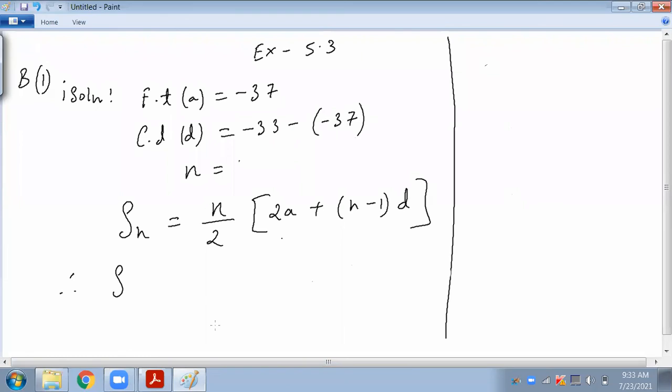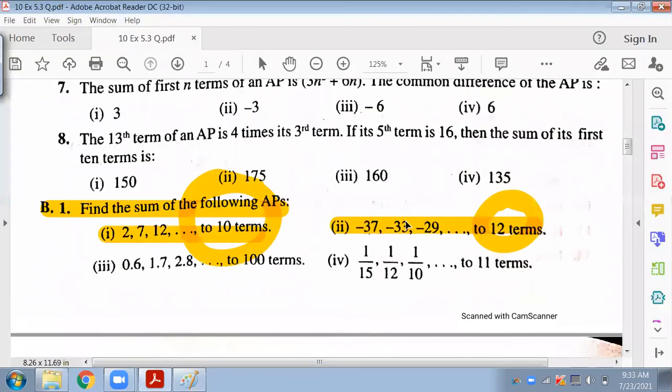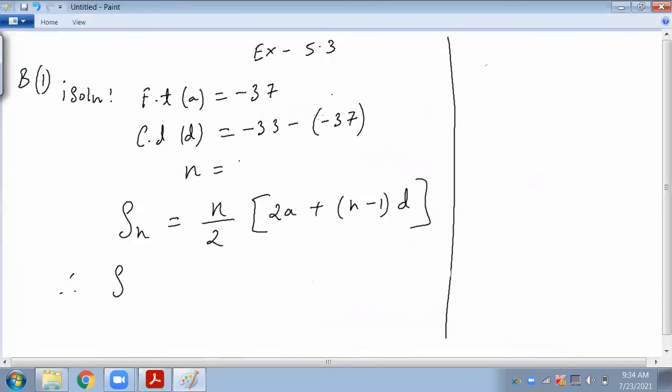Minus 37. See here this question is with minus, so you have to be careful. The second term is minus 33 minus the first term, which is minus 37. So two minuses, so we have to put a bracket. So it will be equal to how much? Minus 33, minus into minus will be plus 37. So it will become how much? 37 minus 33 is how much? 4. So d is 4.